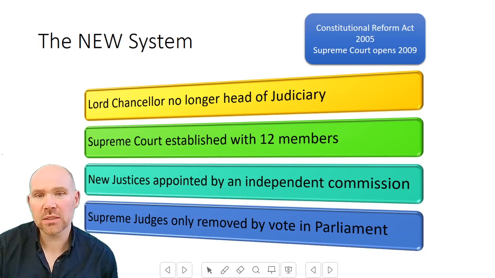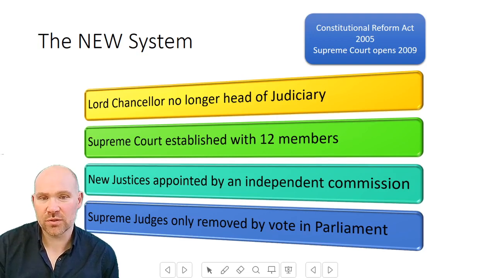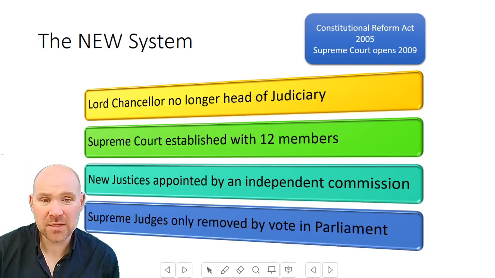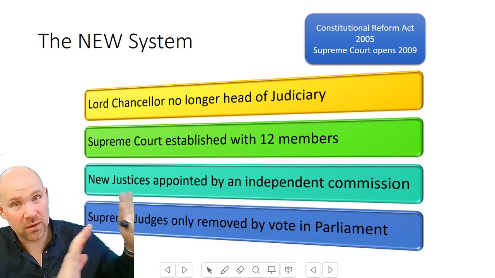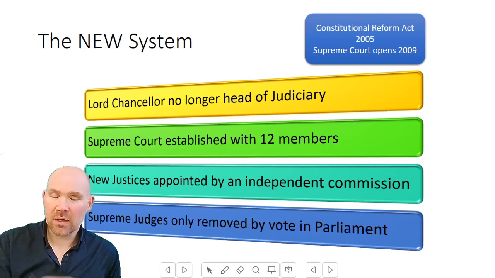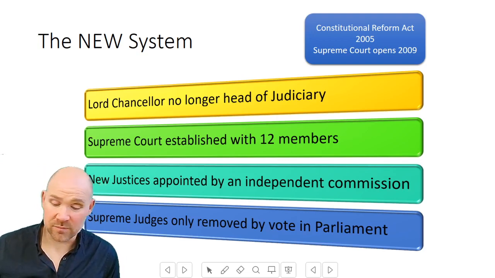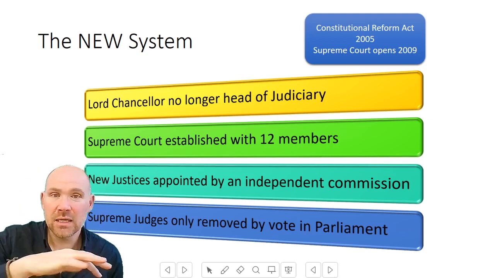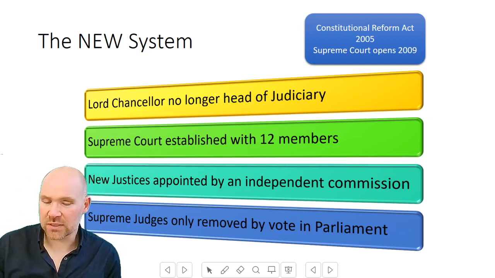What did they do? Well, the Lord Chancellor was no longer the head of the judiciary. They established a brand new independent Supreme Court with 12 members. These new justices were to be appointed by an independent commission, taking parliament and the executive out of it. And the Supreme Court judges could only ever be removed by a vote in both houses of parliament if they'd done something illegal. But effectively, their tenure is guaranteed. They can stay there as long as they want to, up until retirement.